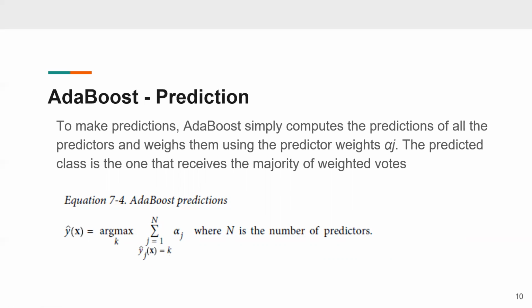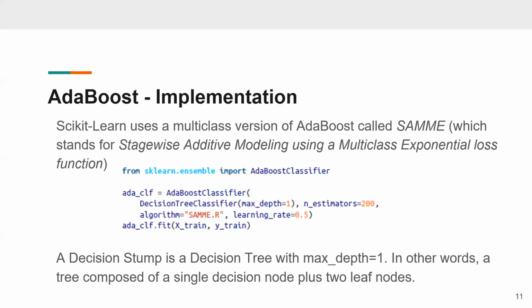That's the AdaBoost prediction. And then let's look at the implementation in scikit-learn. In scikit-learn, it uses a multi-class version of AdaBoost called SAMME, which stands for Stage-Wise Additive Modeling Using Multi-Class Exponential Loss Function. So you import ensemble, import AdaBoostClassifier from sklearn.ensemble, and then you can define ada_clf equal to AdaBoostClassifier.